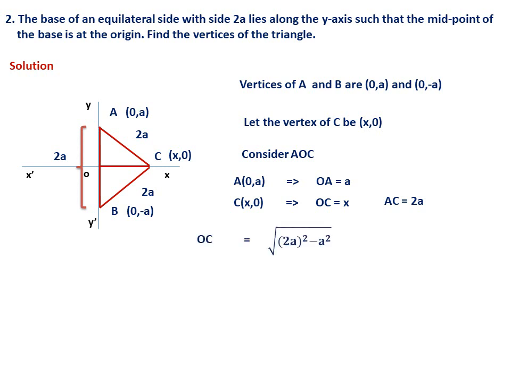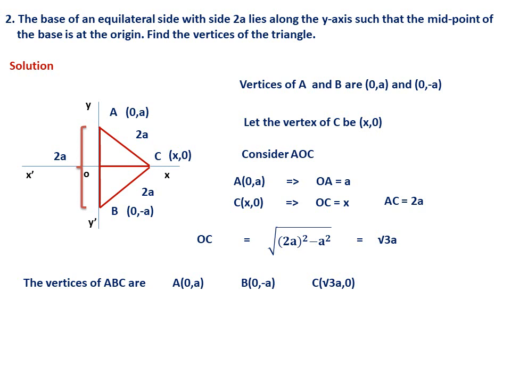Use Pythagoras theorem. Therefore, OC will be equal to the square root of AC square minus OA square. AC square means (2a) square, minus OA square, that is a square. When you simplify, 4a square minus a square is 3a square, so root 3 a. Therefore the vertices of ABC are, one is (0, a), second one is (0, minus a), third one is (root 3 a, 0). So these are the vertices.